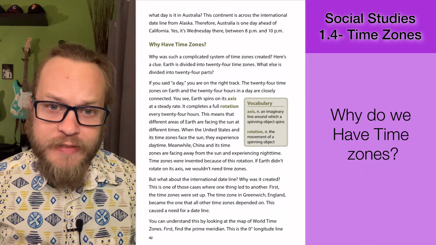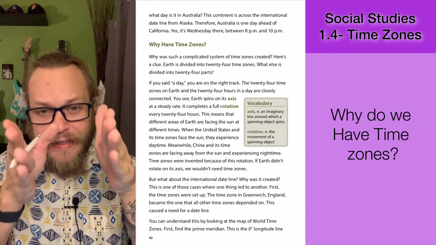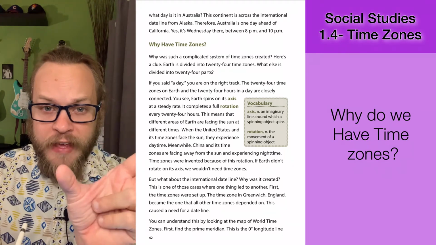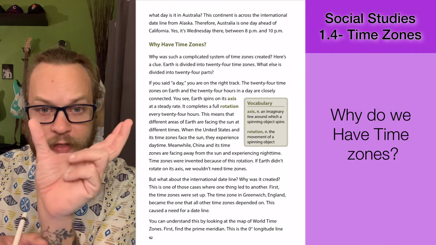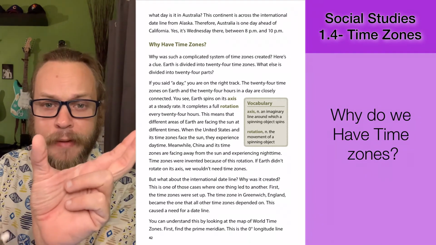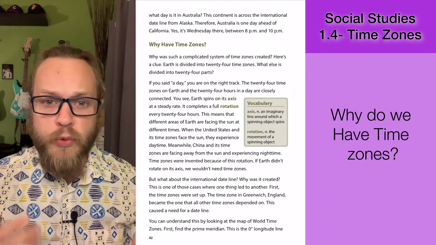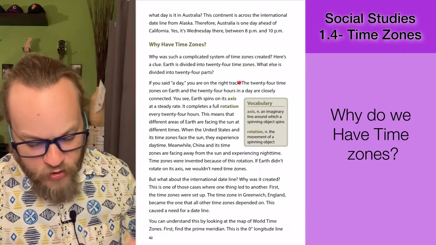Here in the United States, we like to use AM and PM to indicate 12-hour blocks of time, but you have 12 a.m. or midnight to 12 p.m., noon. That's one 12-hour block of time. Then you go from noon to midnight, add another 12 hours. There's 24 hours in a day. So if you said a day, you are on the right track.